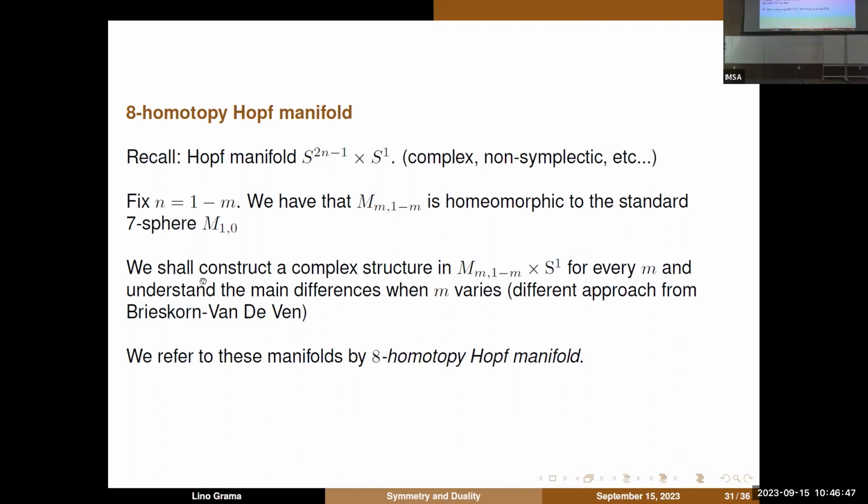And we'd like to investigate the complex structures on this space. Now we have a homotopy sphere of dimension 7, cross S1. Okay. And we'd like to understand what happens when we change n. And complex structure on this space was detected by Brieskorn and Van de Ven. They proved that some of these spaces admit complex structure. But we call these homotopy Hopf manifolds.